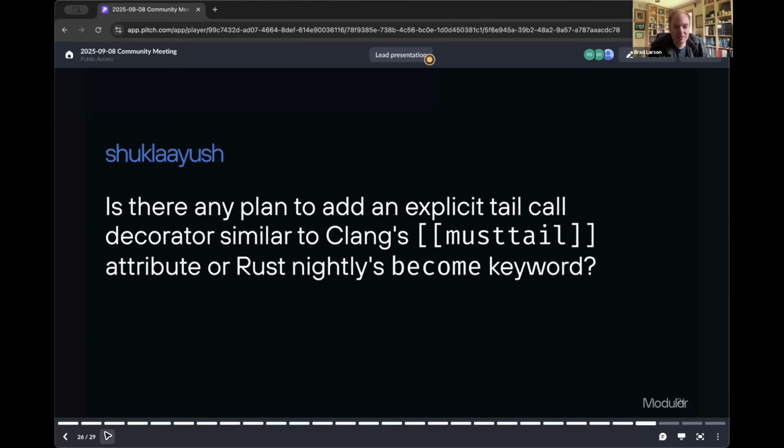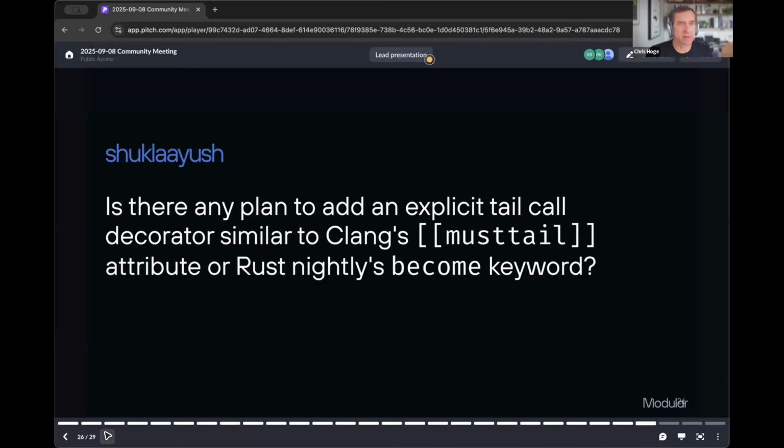Is there any plan to add an explicit tail call decorator similar to Clang's must tail attribute or Rust's nightly become keyword? I saw this question a few minutes ago. I looked through our roadmap. I don't see this request, so please file it. Obviously, this is useful. But again, if you explain your use case, say, this is the algorithm I want to implement, and it just stack overflows, that would be helpful for us. Because we have so many feature requests, the best you can do is to give us motivation: why is this a good thing to have, and what example would it enable? And definitely in the long run, of course we should have it. It totally makes sense. You're right.